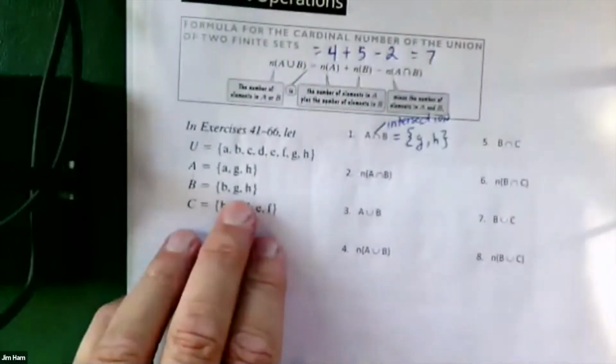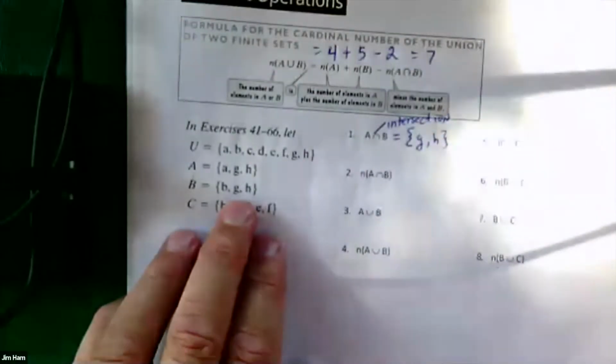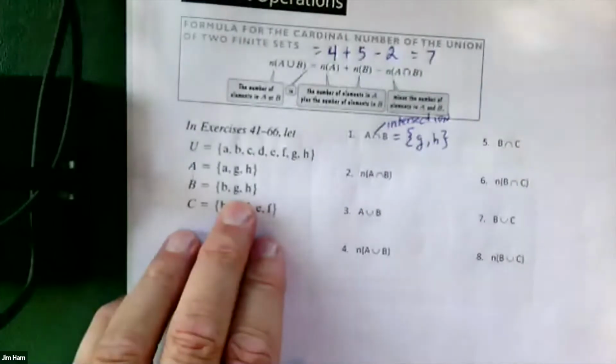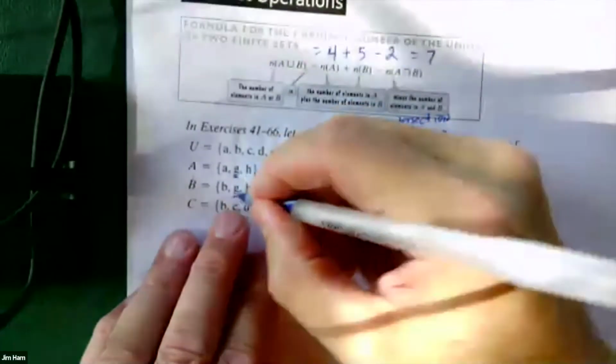A is not common to both, it's only in one set. B is not common to both, it's only in one set. G and H appear in both sets. That's intersection.